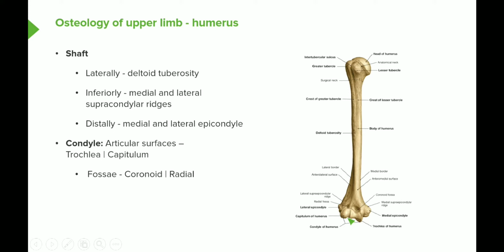We can also see just before these condyles, we have these little depressions called the radial fossa and the coronoid fossa. And these little depressions allow the radius and ulnar bones to sit in them when we fully flex our elbow. So they can accommodate, as we'll see when we cover the elbow joint, bony structures on the ulna and the radius. We'll come back to them.